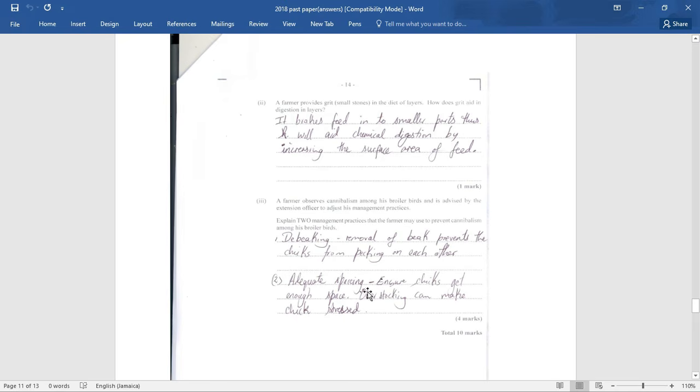And 2, adequate spacing. Ensure chicks get enough space. Overstocking can make chicks stressed. So normally when the chicks are too close with each other, they will get bored and stressed and start pecking on each other. If they were in an open area, they would not do cannibalism.